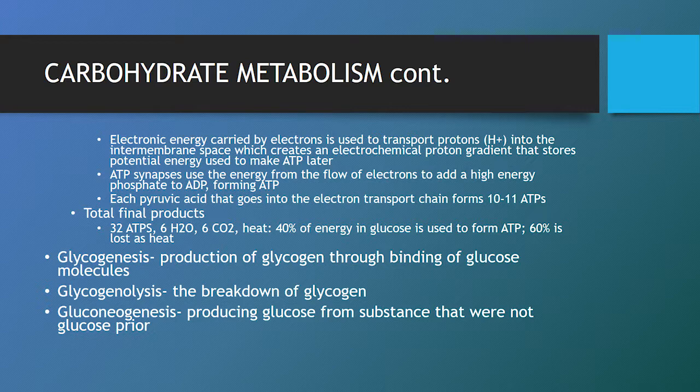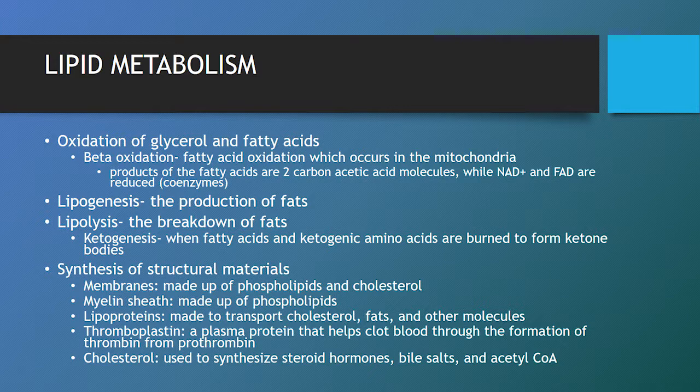And then there are a couple of terms. Glycogenesis is just the production of glycogen through binding of glucose molecules. Glycogenolysis is the breakdown of glycogen, and then gluconeogenesis is the production of glucose from substances that were not glucose prior. And then next is the lipid metabolism.